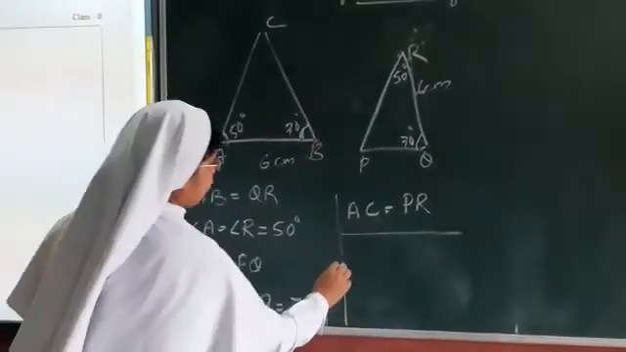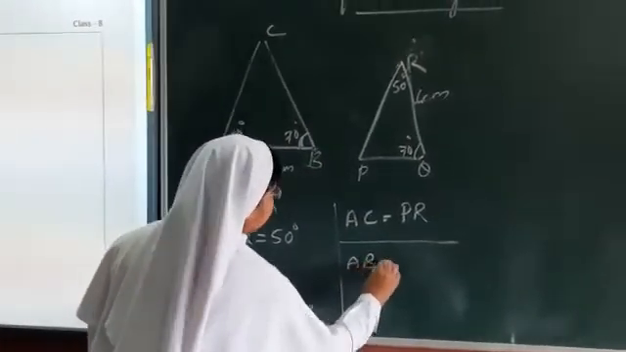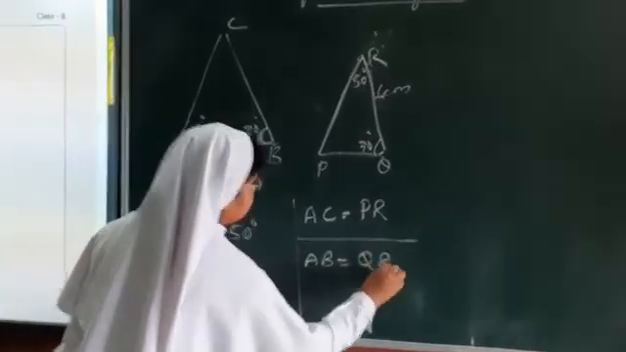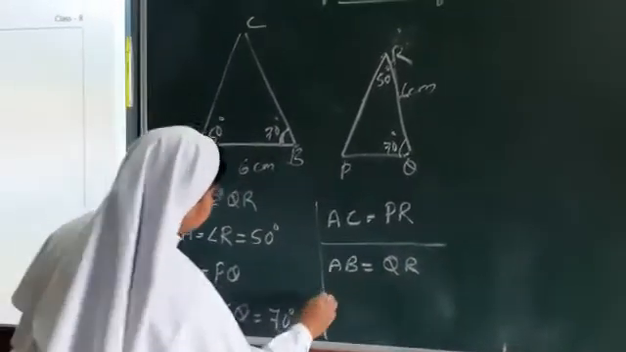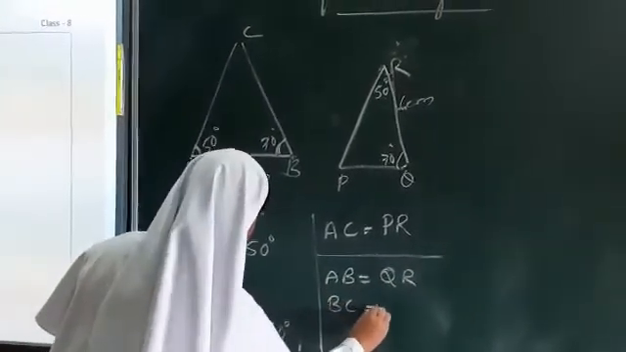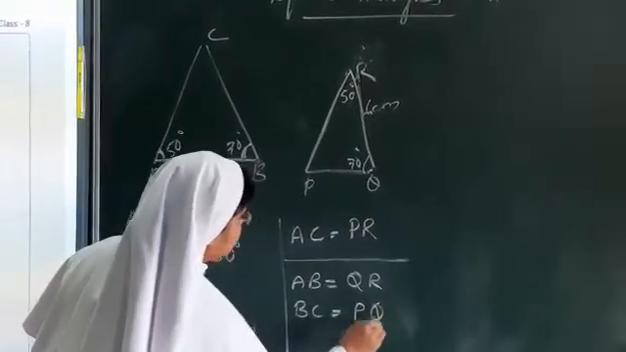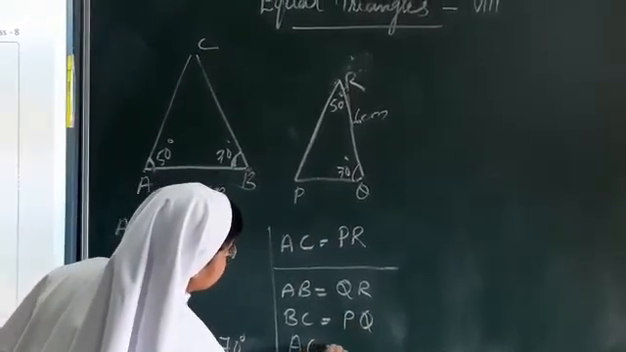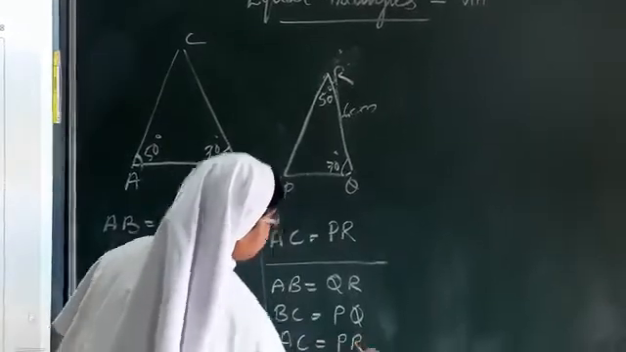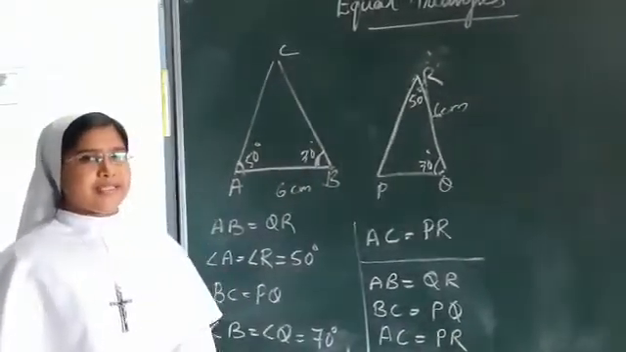We can write once again. AB is equal to QR. That is the matching side. And BC is equal to PQ. AC is equal to PR. So these are the matching sides.